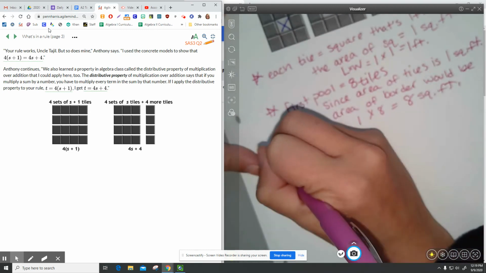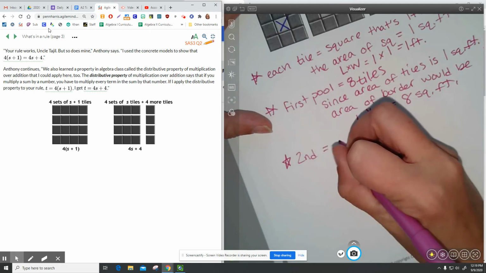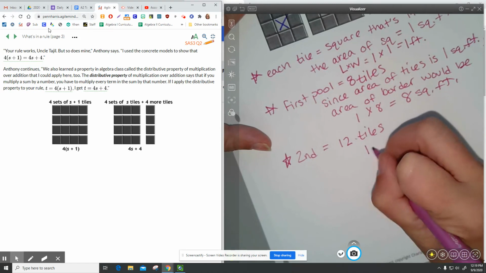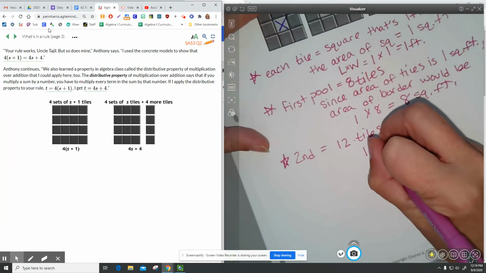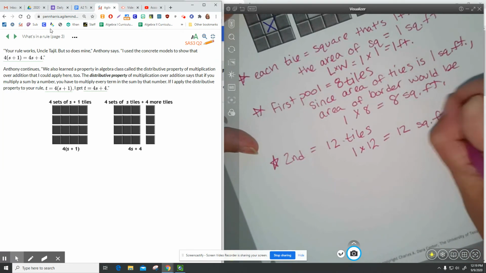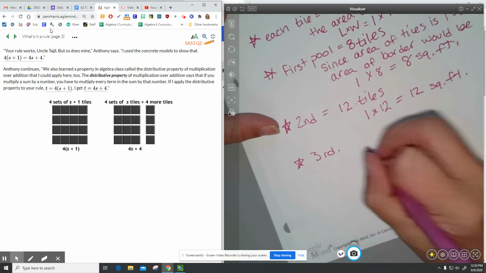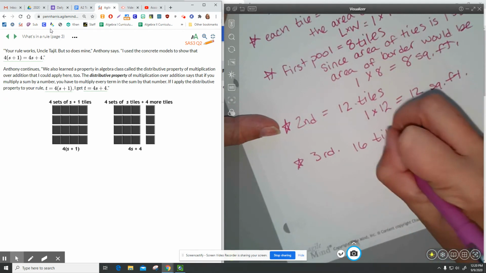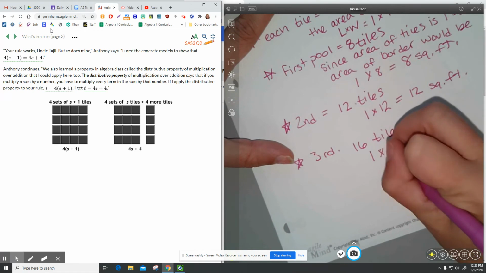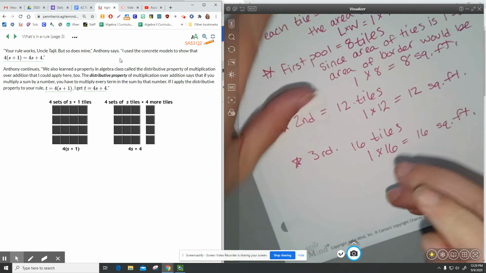Okay, going with this, with the second pool. The second pool has 12 tiles. So we're going to say 1 square foot times the 12 tiles gives us 12 square feet. The third pool has 16 tiles. So we're going to say 1 square foot times 16 tiles total gives me 16 square feet.